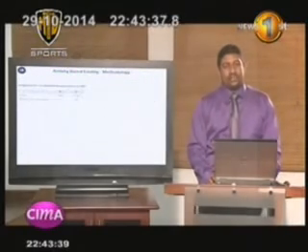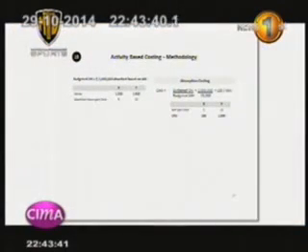Now look at this example. You have a 2 million cost and you have two products, X and product Y. Product X volume is 1000, product Y volume is 1500, and the machine hours per unit is 5 for X and 10 for Y. Overheads are charged based on machine hours.